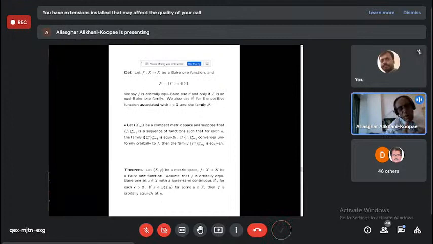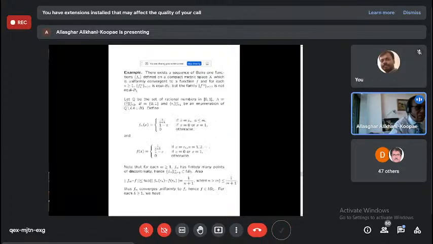So it still is too far from what it is in Bruckner's work and those things. There is a lot of work to be done to get there, if it is possible. But at least it shows that these ideas are playing an important role in the dynamics of Baire one functions. So this is basically the example that shows that that is the case.